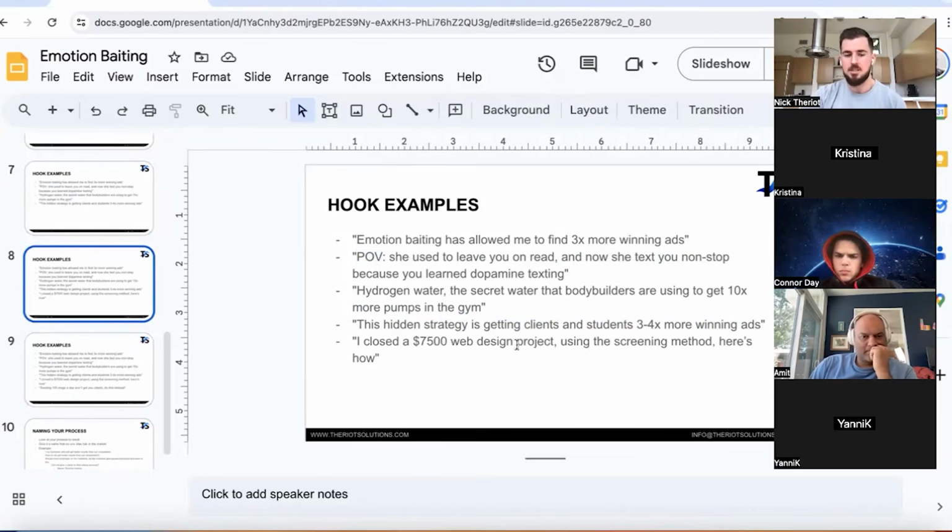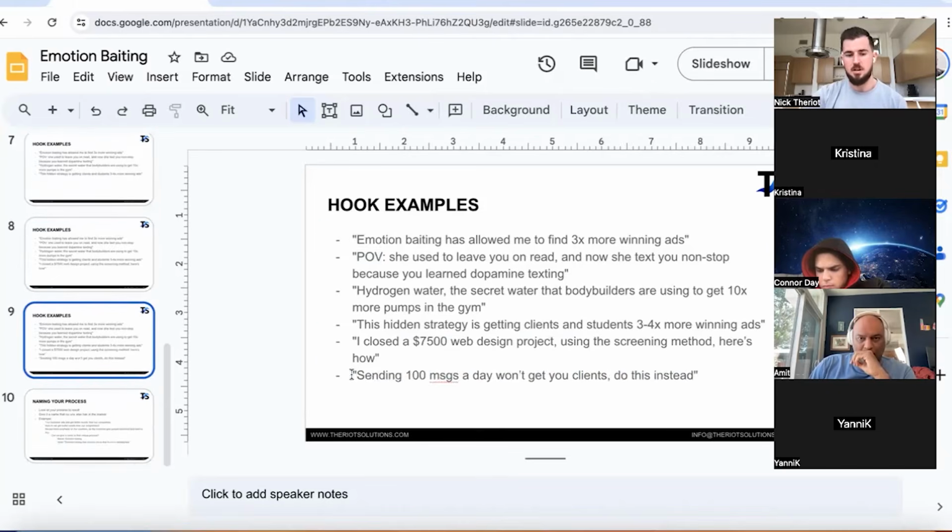Next one: I closed a $7,500 web design project using the screening method. Here's how. I've never heard of the screening method. What is the screening method? It's driving that curiosity, especially for someone who wants to close better clients with their business. They've already learned normal outreach methods, so we have to introduce a whole new outreach method to close larger clients. That's the screening method right here.